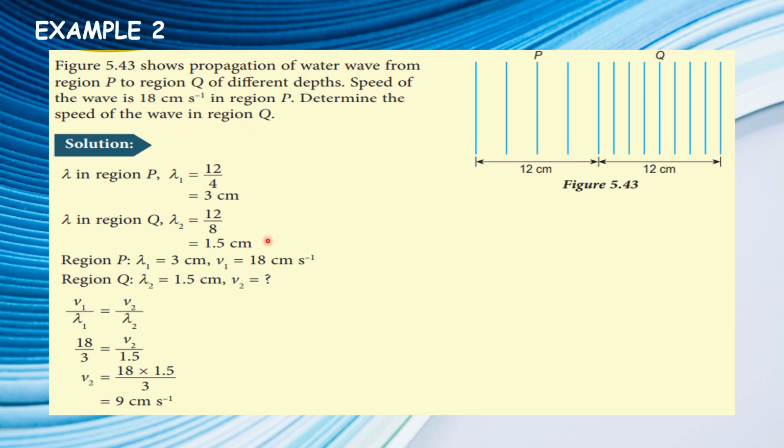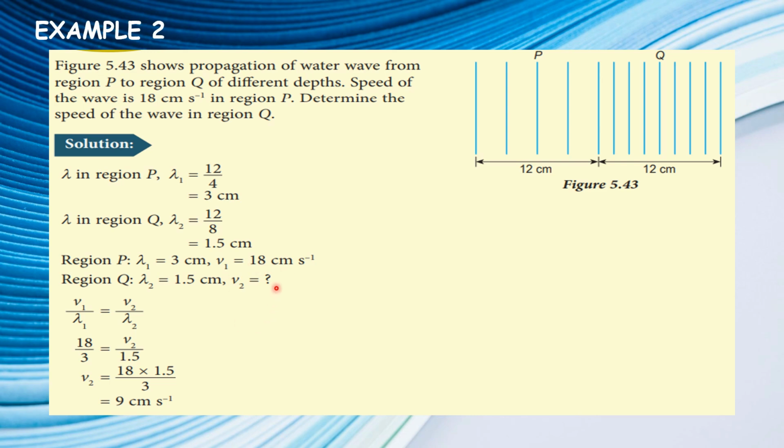This is the solution. Lambda in region P is 12 divided by 4 equals 3 cm. Lambda in region Q is 12 divided by 8 equals 1.5 cm. Region P: lambda 1 equals 3 cm, V1 equals 18 cm per second. Region Q: lambda 2 equals 1.5 cm.